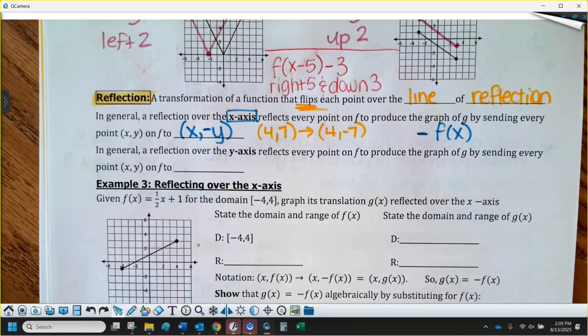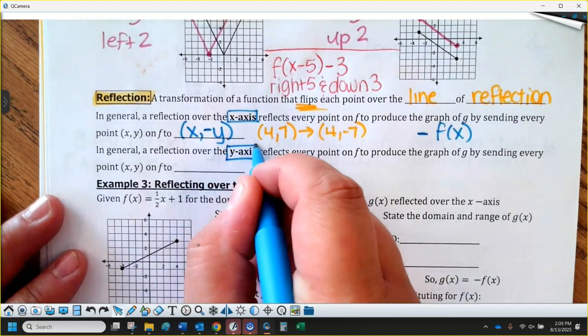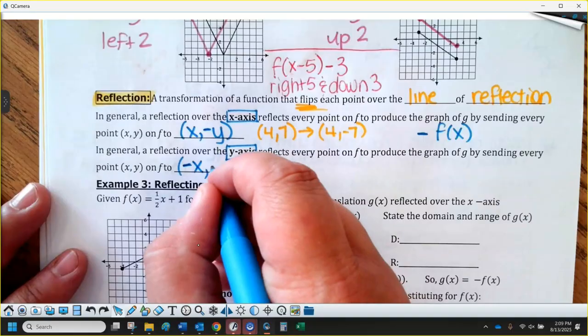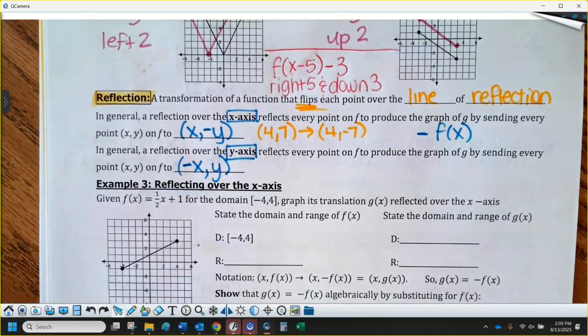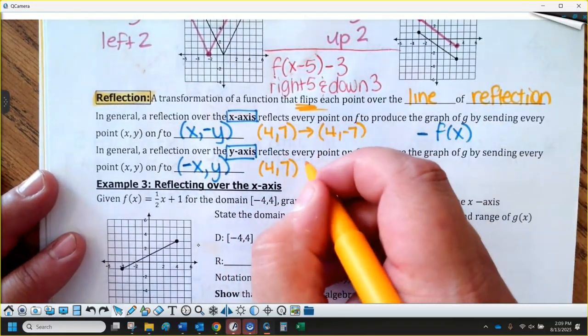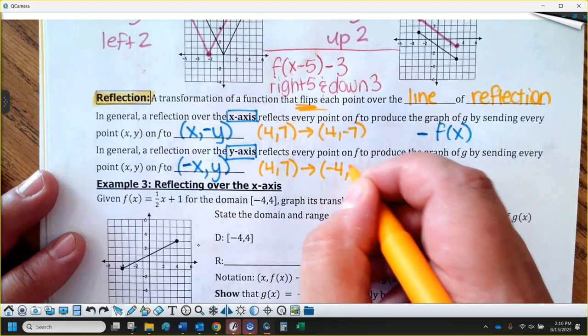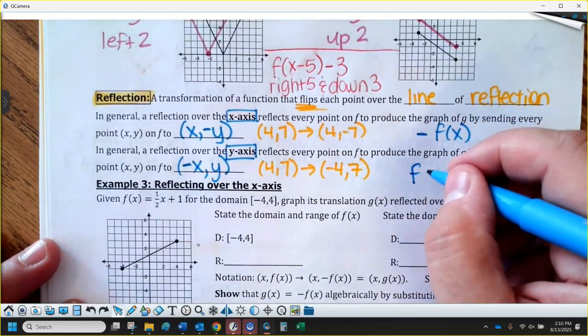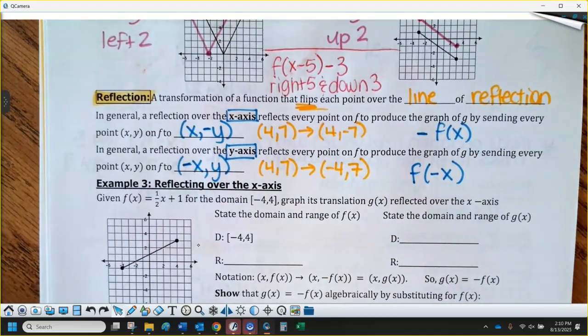If you flip over the y-axis, that's this other one, that makes the x-coordinate the opposite, so negative x, and it keeps the y-coordinate the same. I'm going to use that same point as an example. If I started with the point (4, 7) and I wanted to flip it over the y-axis, it would become (negative 4, 7). So the x-coordinate flips, the y-coordinate stays the same. The notation for this is just a teeny tiny bit different. You would have f, and then in the parentheses, you would make the x negative. I'm going to show you how to do that algebraically in this last example.